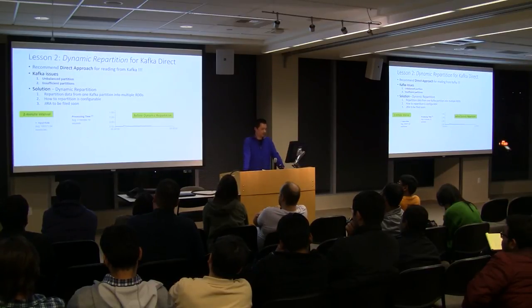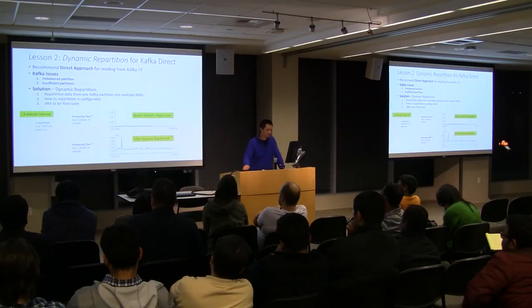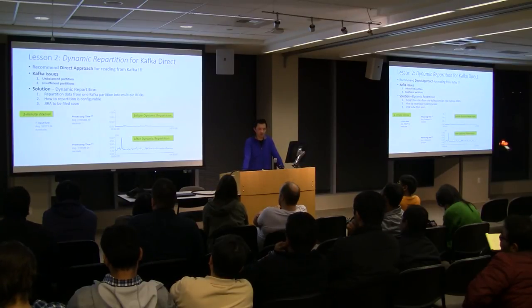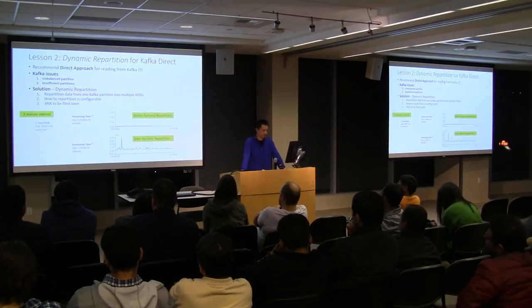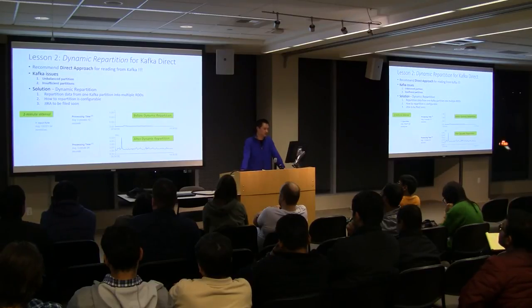It actually takes more than 3 minutes on average to finish. After we apply this dynamic repartition, you can see the average processing time is cut in half, so the job can finish within the job interval, which is 2 minutes. So it turns out this repartitioning works pretty well.